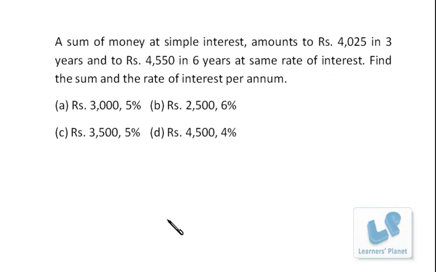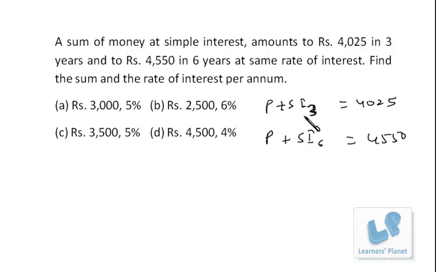Now let's take one more problem. A sum of money at simple interest amounts to rupees 4025 in 3 years and to rupees 4550 in 6 years at the same rate of interest. Find the sum and rate of interest per annum. Quite a simple problem. This is the amount after 3 years and this is the amount after 6 years. That means it is principal plus SI3, that is simple interest for 3 years, that is 4025, and that is principal plus SI6, that is simple interest in 6 years, is 4550.